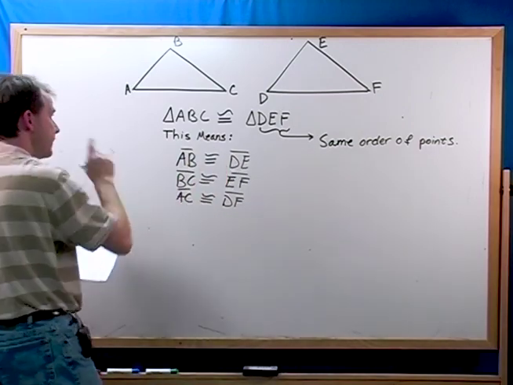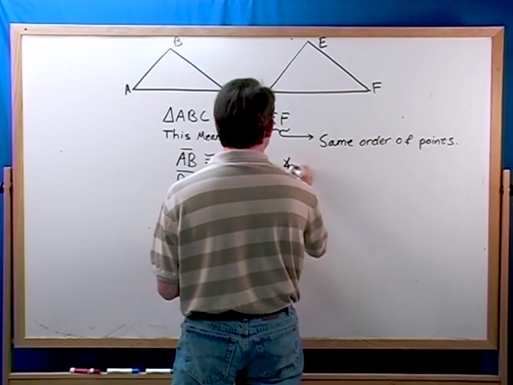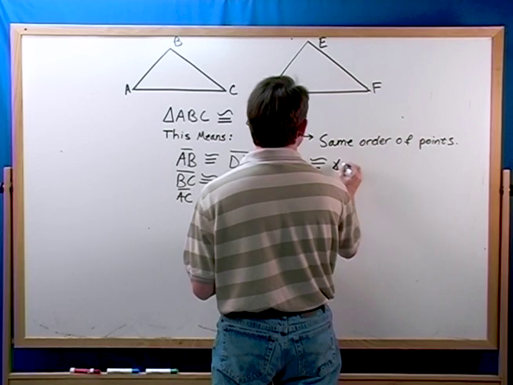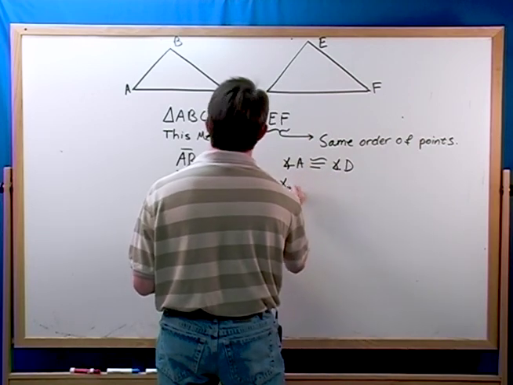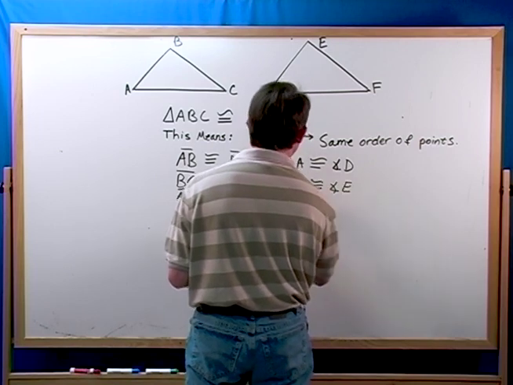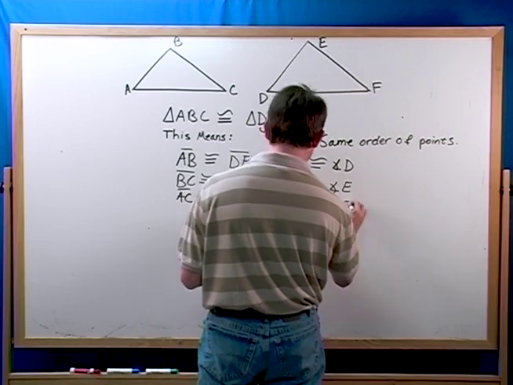And it also means, because these things are congruent, that angle A, which is the angle inside here, is congruent to angle D. And likewise, angle B is congruent to angle E. And likewise, angle C is congruent to angle F.